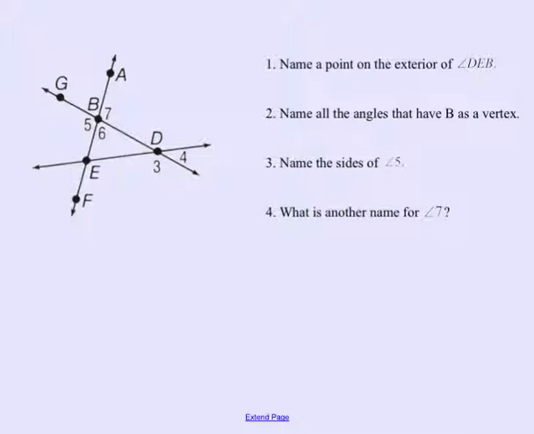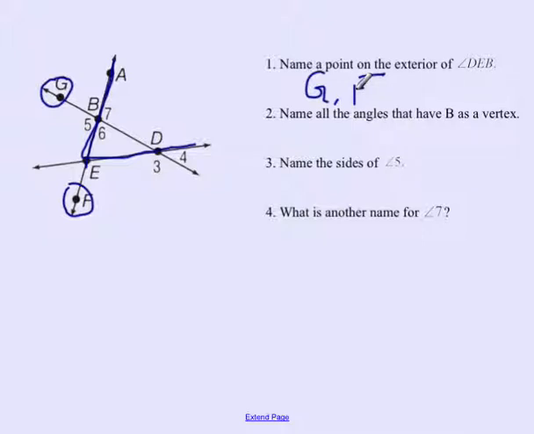The first thing I want to do is find that angle, DEB. Then it says to name a point on the exterior, so I want to find a point that's on the outside. Well, I notice that there are 2 points on the outside, G and F. So either of those points could be considered points that are on the exterior. Next, let's take a look at the next one.